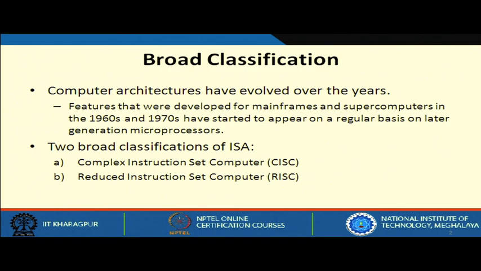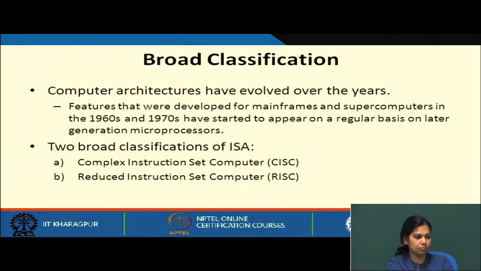The computer architectures, we know, have evolved over the years, and there are many features that were developed for mainframes and for supercomputers in the 1960s and 70s, and that started to appear on a regular basis in the later generation of microprocessors. So, based on that we have so many features. Now, we are dividing those into a group of two. They are broadly classified into complex instruction set computer called CISC and reduced instruction set computer called RISC.